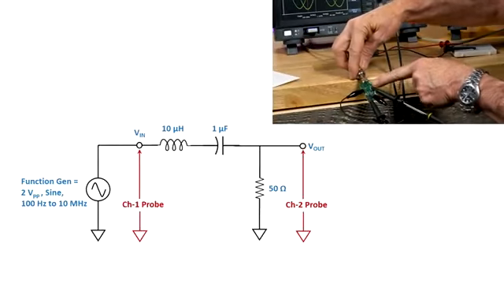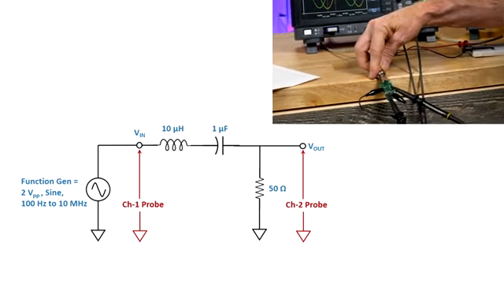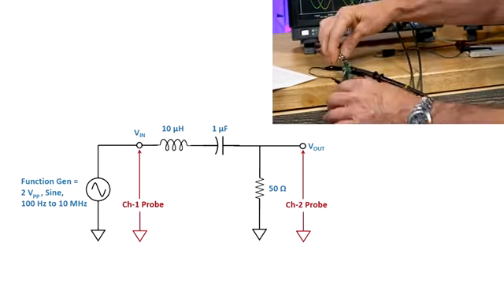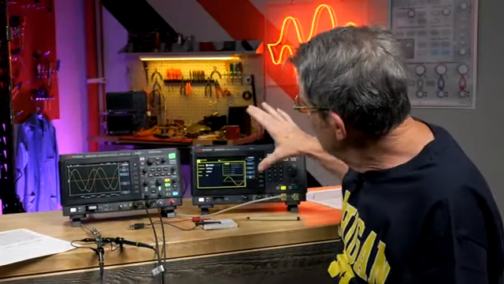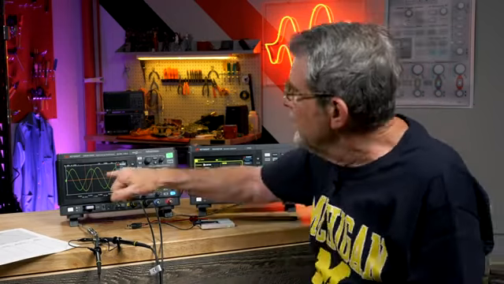Now, this is my bandpass filter. I've got channel 1 connected to V in. I've got channel 2 connected to V out across the 50 ohm resistor. And I already have my generator set up to generate a 100 hertz sine wave, 1 volt peak to peak. And we're going to take measurements all the way up to 10 megahertz: 100 hertz, 200 hertz, 500 hertz. We'll skip our way up, take about 15 or 16 measurements, but don't worry, I'm not going to do all of them. And so this is the first measurement at 100 hertz.